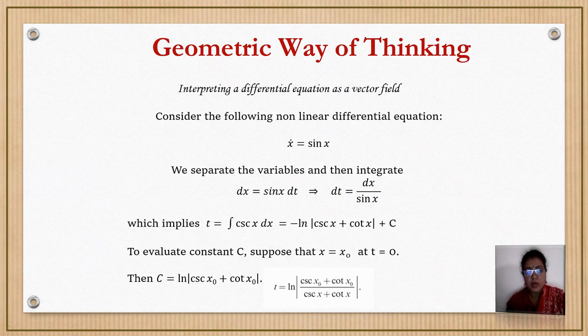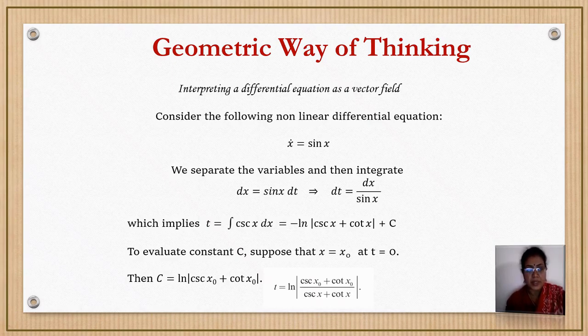Now, how do we see this geometrically? Yes, we do have a geometric way of thinking about stable and unstable fixed points. How is that possible? Consider a simple nonlinear differential equation like x dot is equal to sin x. In order to solve this equation, what do we do? We adopt the separation of variables technique. That is, dx by dt is equal to sin x. Bring all the x terms on one side, t terms on the other side, do the integration and arrive at the solution. So this is the solution of this differential equation.